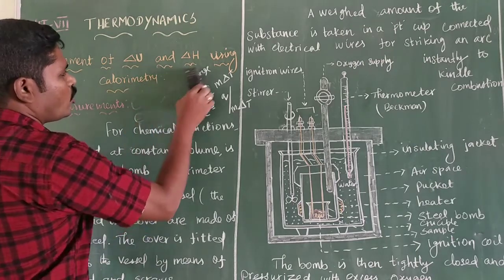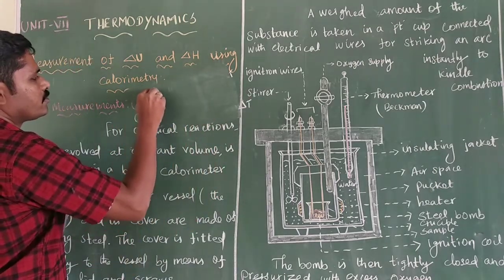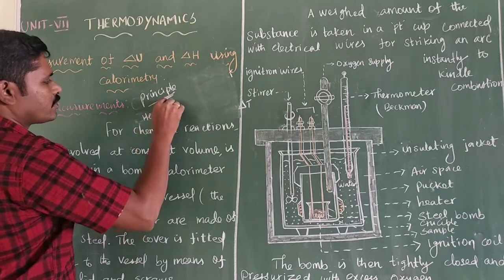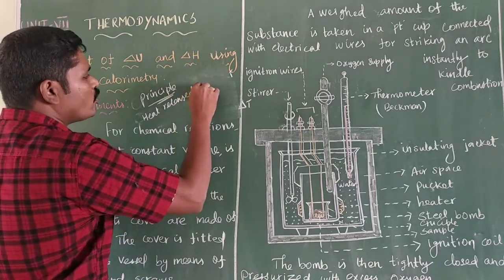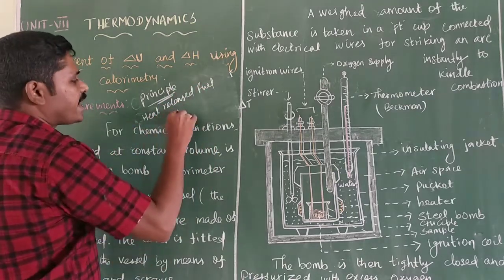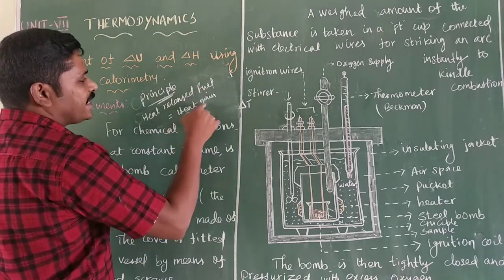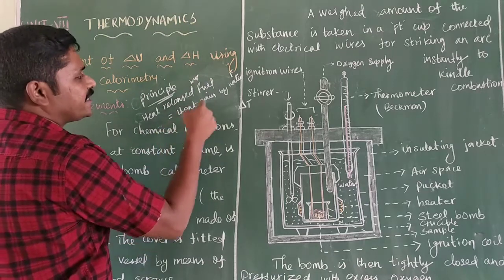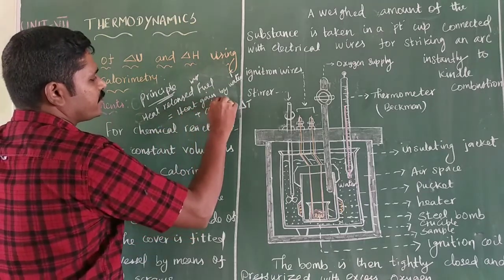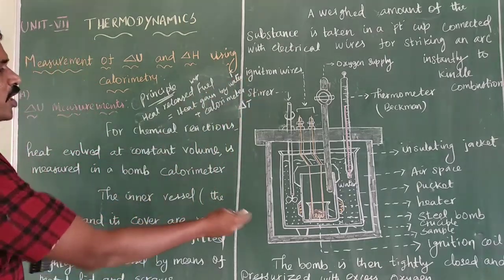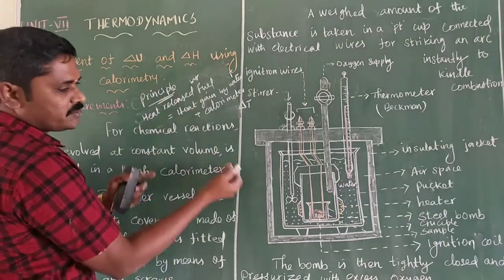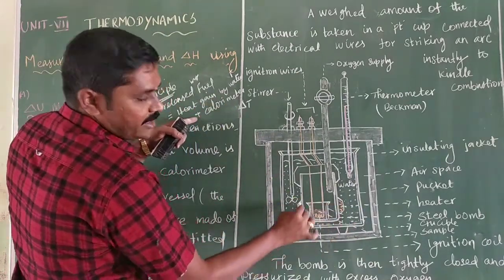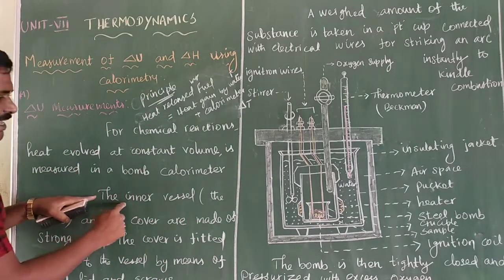The principle of the bomb calorimeter: the heat released by the fuel is equal to the heat gained by water plus calorimeter.